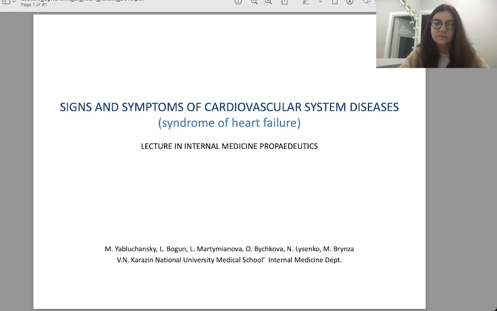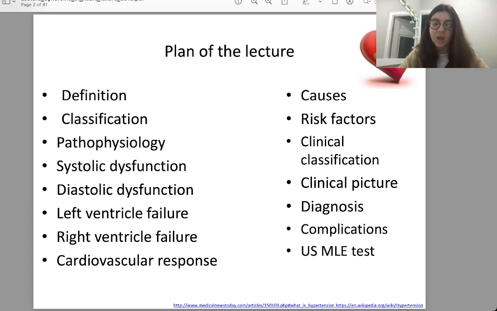I'm going to start with the plan of the lecture. I'm going to give a definition, discuss the classification of heart failure, pathophysiology, what systolic and diastolic dysfunction are, what left ventricle and right ventricle failure are, what the cardiovascular response is, and clinically what the causes of heart failure are, risk factors, clinical classification, clinical picture, diagnosis, complications, and finally, for your individual work, I have a test here.